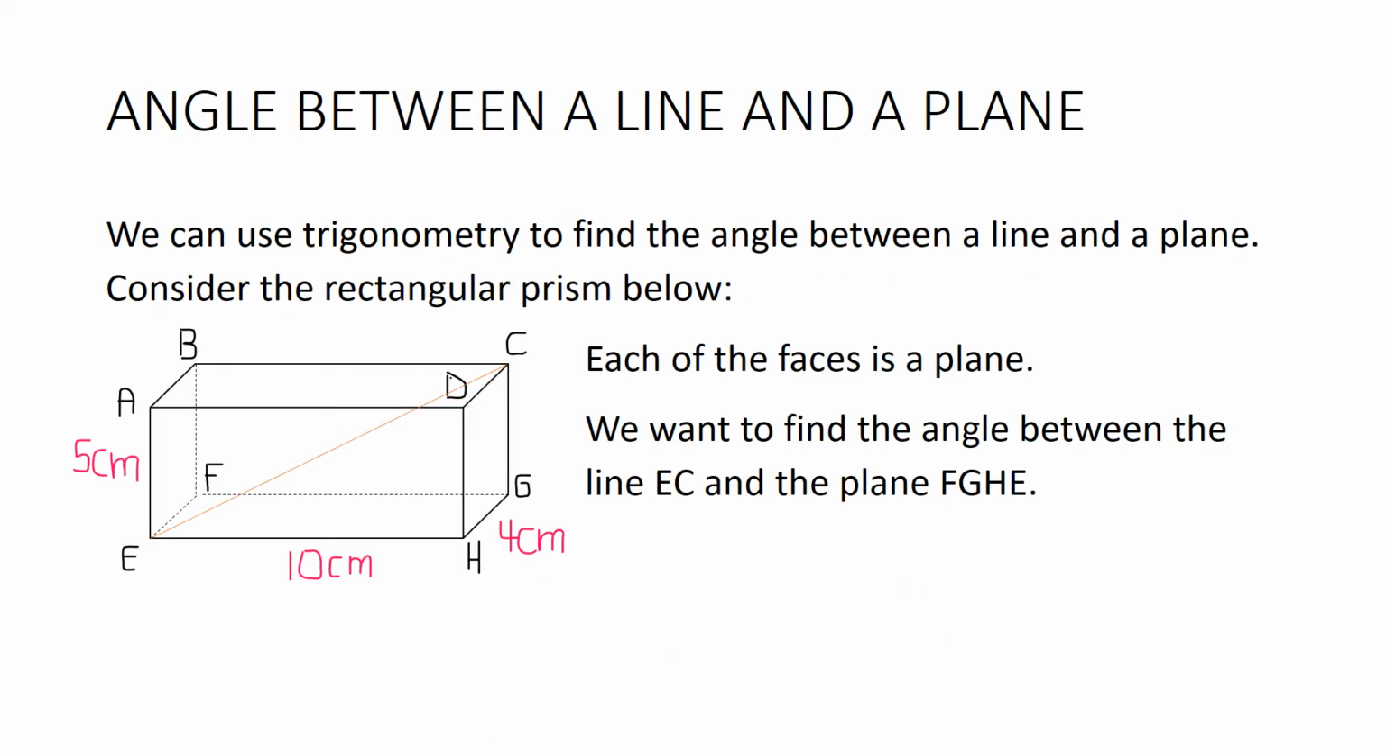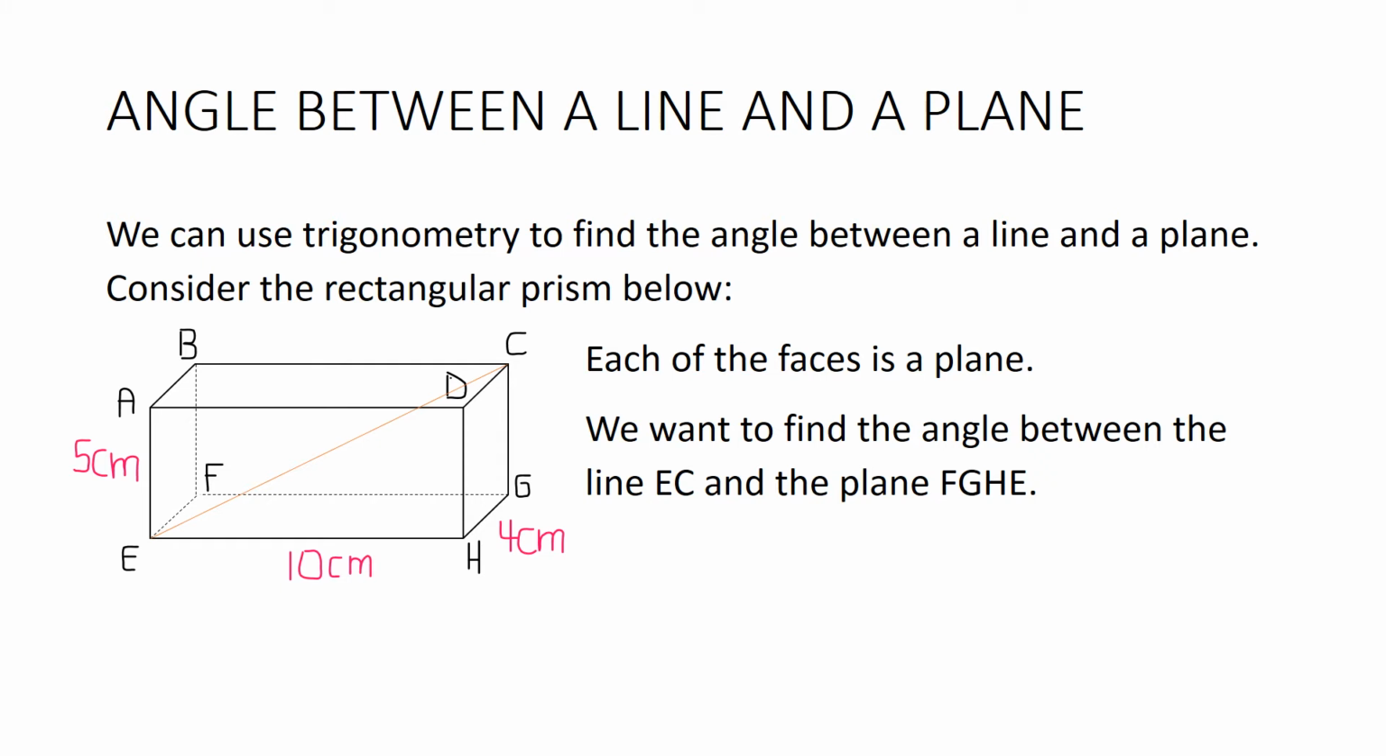Okay, we're going to move on to trigonometry in 3 dimensions, and we'll start with finding the angle between a line and a plane. So consider the rectangular prism below. Each of the faces of the prism is a plane, so they're 2-dimensional. We want to find the angle between the line EC, that's the yellow looking line there, and the plane FGHE, which is this bottom surface here.